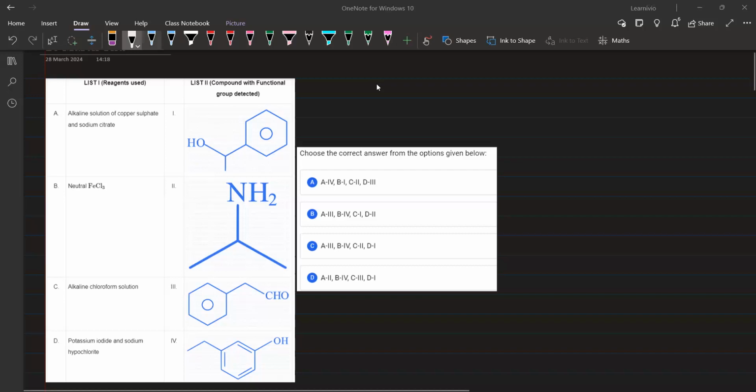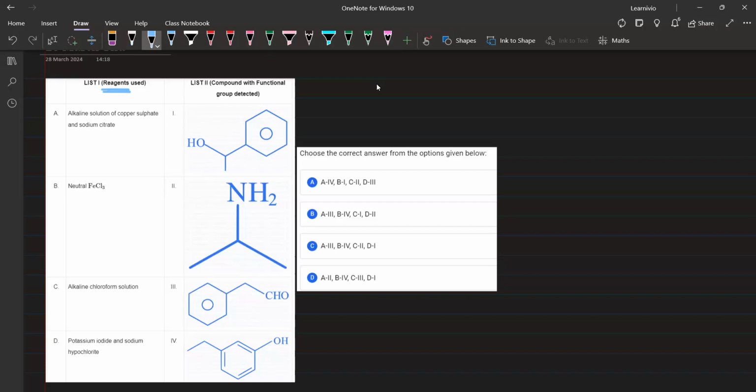Here we have reagents which are used, and this is the list of compounds with the functional group that is detected. Okay, so what group can it detect? So these are the different reagents, and these are the different groups. Here you have to look at the groups, right? Here you have to look at the groups.